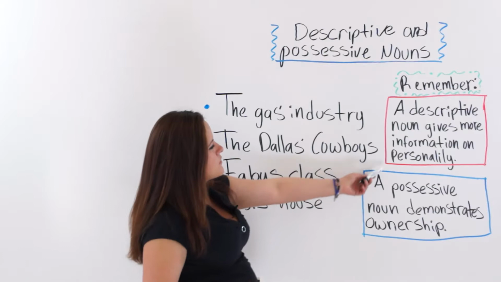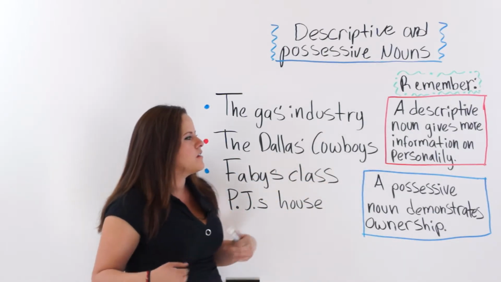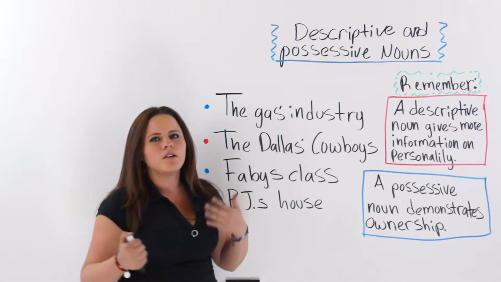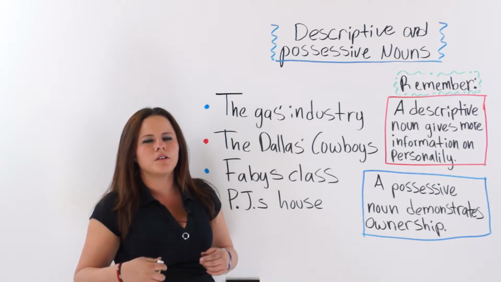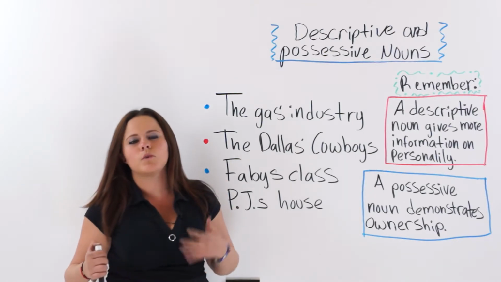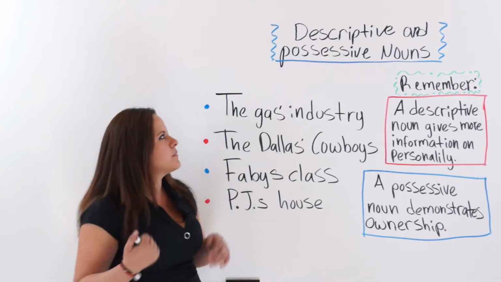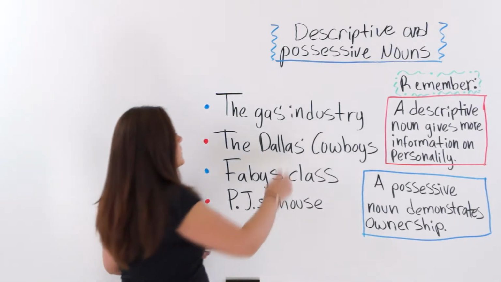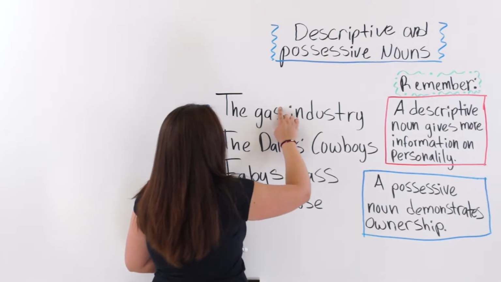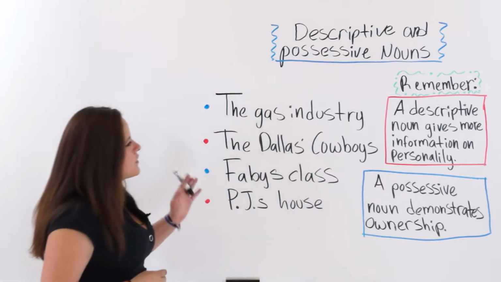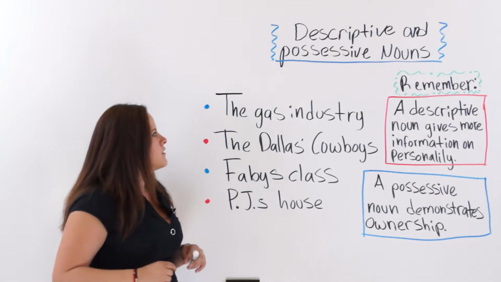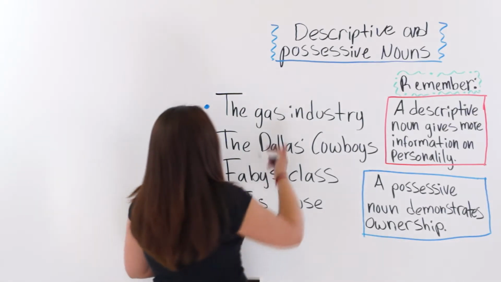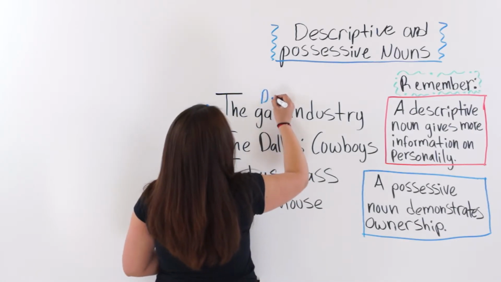Remember, a descriptive noun gives more information on personality or on the noun itself. And also remember, the first rule is that a descriptive noun will never use an apostrophe, and a possessive noun will always use an apostrophe. So the only thing we are going to do here is take away the apostrophe. The gas industry. It is a descriptive noun. So we are just going to write here, descriptive noun.